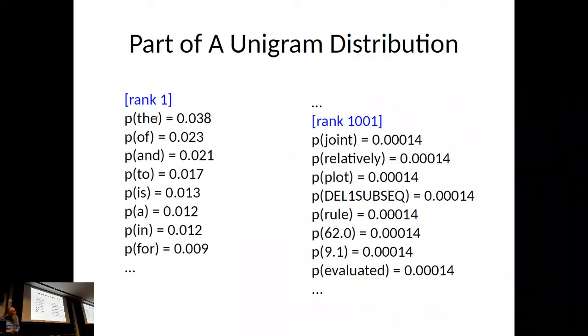And so let's have a look at what some of these frequencies might be. Okay, so this particular corpus that was calculated is 3.8%, okay, 0.038. Okay, the next most common one is off, then and 2 is in for. All function words in English, because they're the ones that actually happen the most. They're the ones that appear multiple times in almost every document. Okay, and then when we get further down in rank 1000, we get words like joint, relatively, plot. And then we get del1 subseq, we get rule, we get 62.0, we get 9.1, and we get evaluated. Okay?